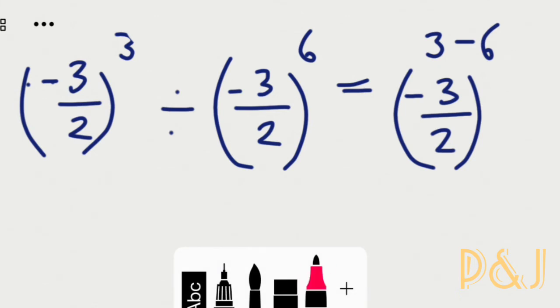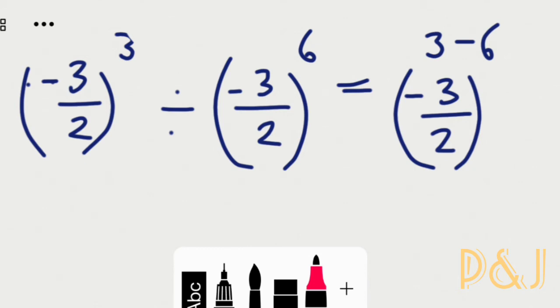So here we have minus 3 upon 2. We have assumed a upon b as minus 3 upon 2 raised to the power 3. We have taken m as 3 and n we have taken as 6, which gives us minus 3 upon 2 raised to the power.